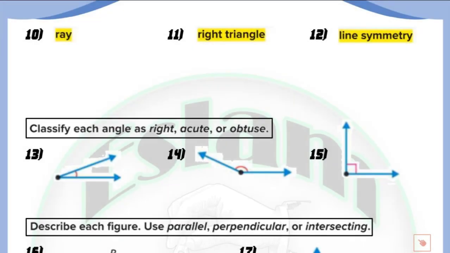In question number 10, we need to draw a ray. The ray has exactly one endpoint and it extends from the other side. So that's the endpoint and that's the extension.